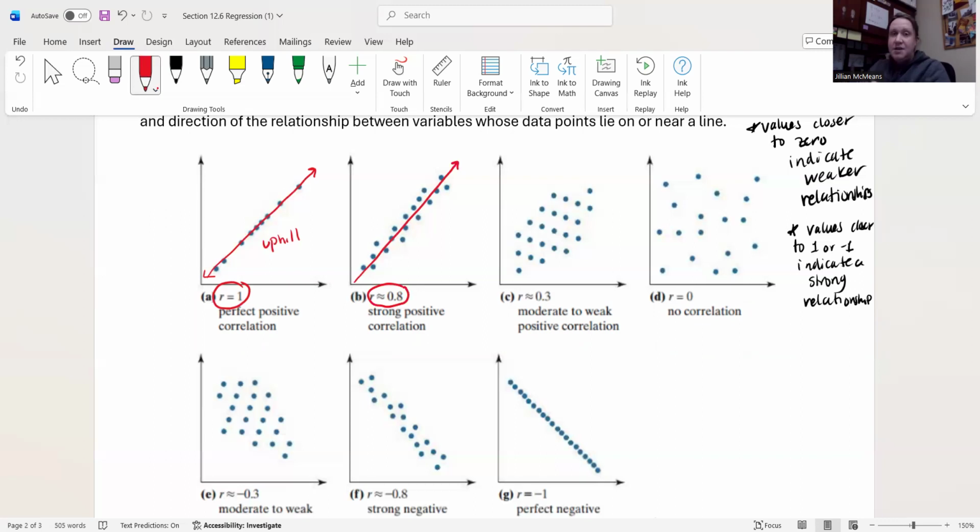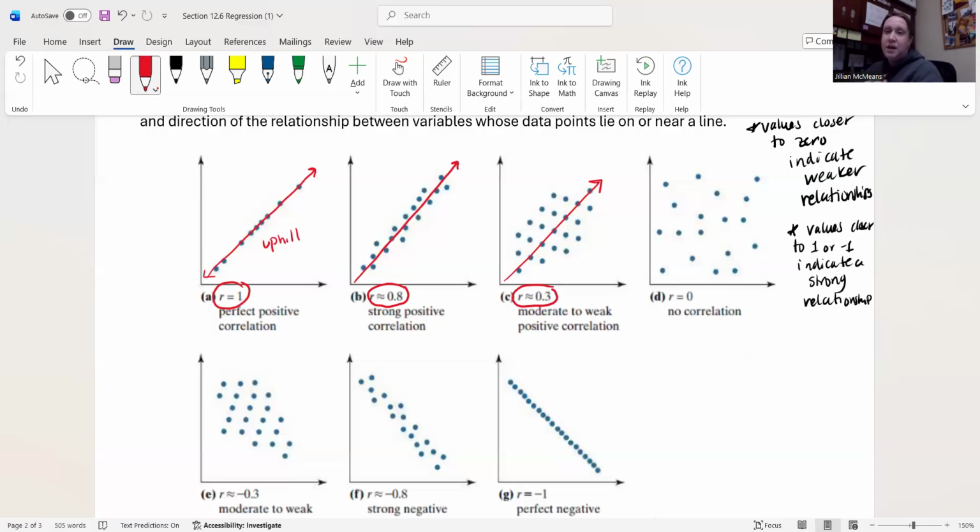Now, for graph C, there's something going on here. It looks like, generally speaking, as x gets bigger, so does y, but these points are very loosely clustered around a line. They're just not super compact around that line. The points are much more spread out. In this case, r is still positive because there does seem to be some kind of as x gets bigger, y gets bigger situation going on. But because those points are not nearly as close to the line, we have an r value here of approximately 0.3. This indicates more of a weak positive correlation.